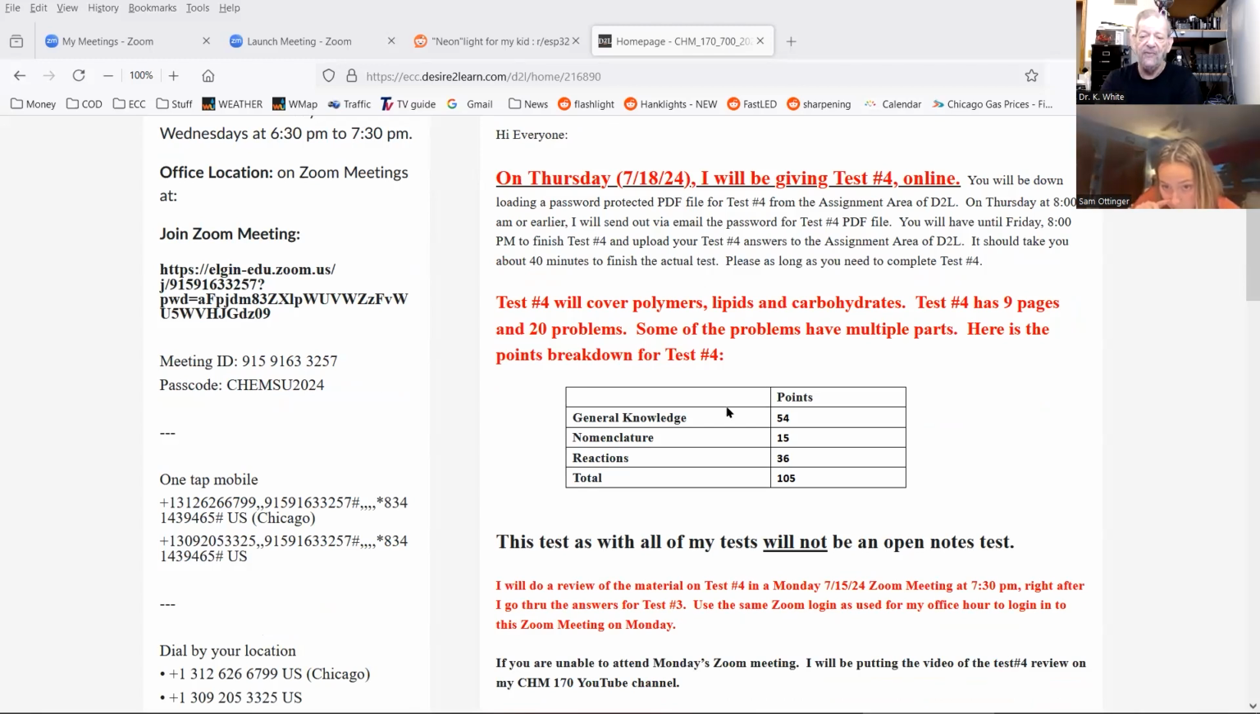In the review, it has 9 pages, 20 problems. Some of the problems are multiple part. In Chem 170, I never have, never will go multiple choice. And the test has 54 points general knowledge, 15 points nomenclature, 36 points for reactions. It adds up to 105, which is five bonus points.